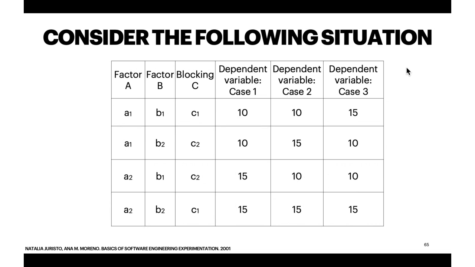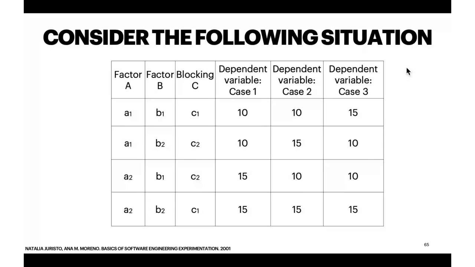Let us look now at case 2. In this case, using the same argument, we could conjecture that B influences the dependent variable and A does not. So indeed, if B is B1, then the dependent variable is 10. And if B is B2, then the dependent variable is 15. And in the same way, it does not seem to matter what the value of the factor A is.